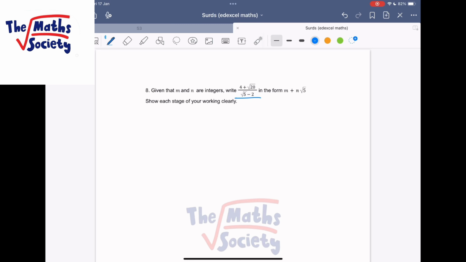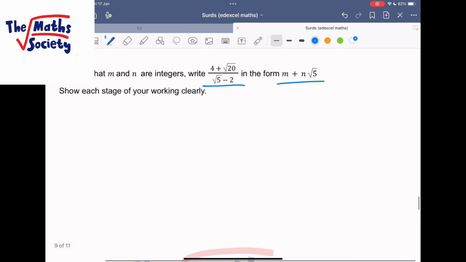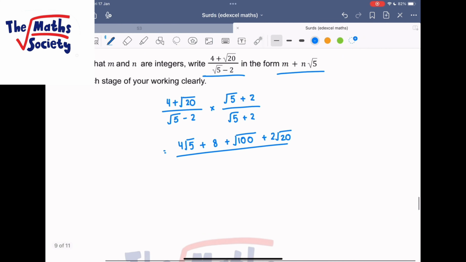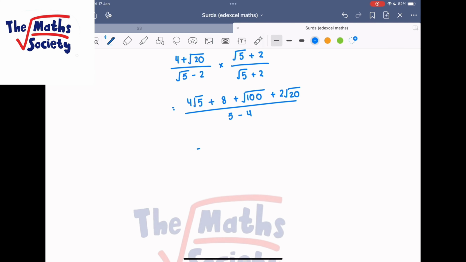Yep, and then moving on to question 8, it says, write in the form m plus n root 5. So we have 4 plus root 20 divided by root 5 minus 2. We've got to rationalize it, so we multiply by root 5 plus 2 over root 5 plus 2. Multiply 4 root 5 plus 8 plus 10 plus 2 root 20, divided by 5 minus 4.